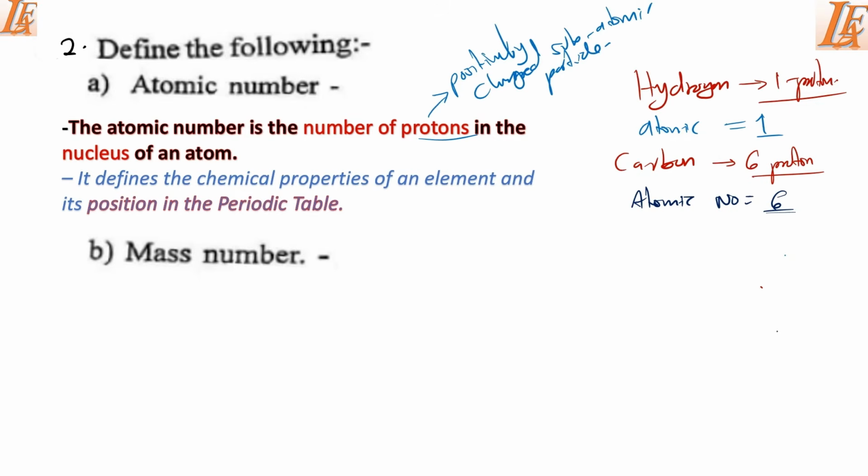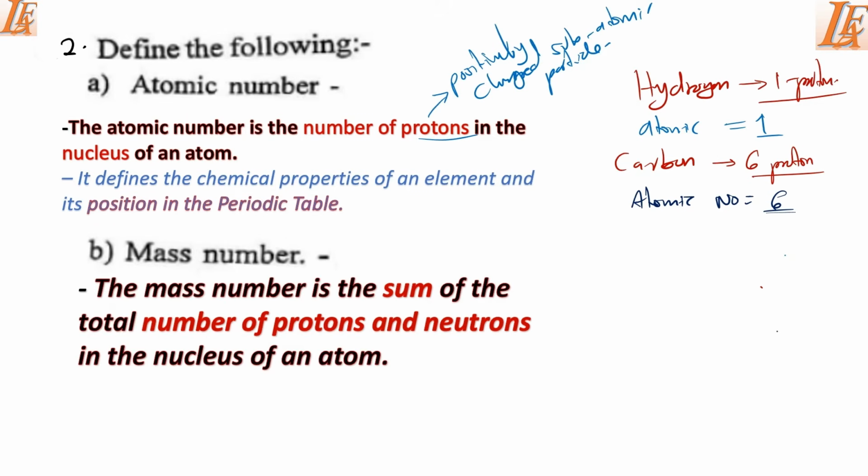The second term that we are supposed to define is mass number, and mass number is defined as the sum. Sum in this case means addition. It is the sum of the total number of protons and the neutrons in the nucleus of an atom. So if you want to find the mass number, then you have to add the number of protons and the neutrons in the nucleus of an atom.